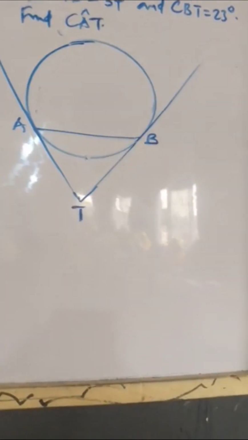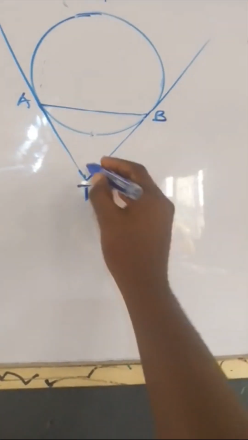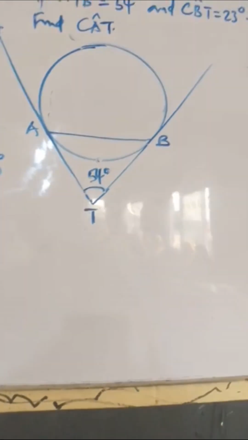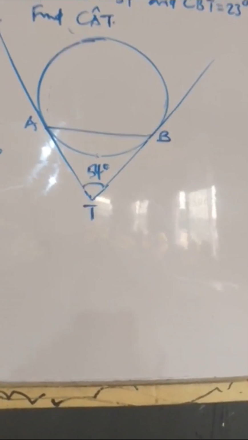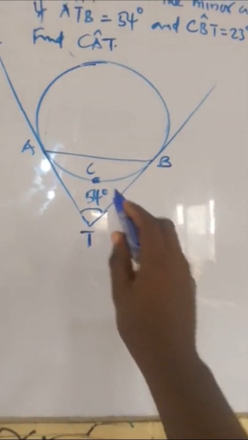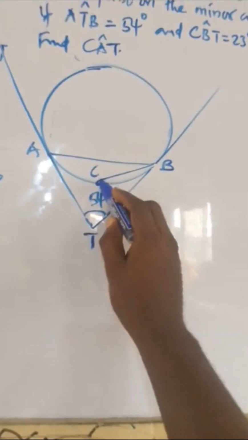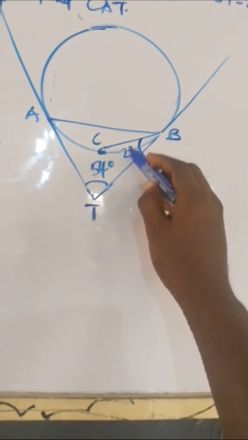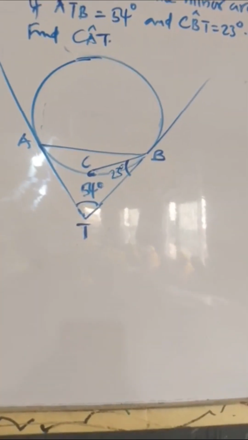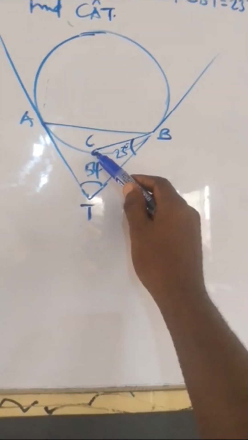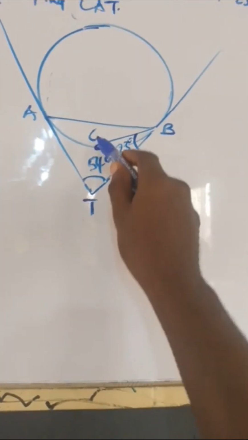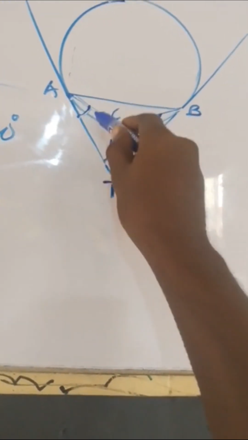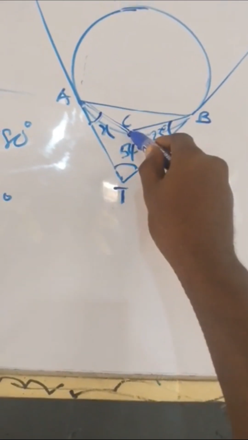And angle ATB is 54. This angle here is what? 54 degrees. And CBT is 23. To show the angle CBT, we have to join this to this. So CBT, this angle here, is given to be 23 degrees. So the question is, find CAT. So meaning you have to join this to this. CAT. This is the angle you are looking for. Let's call it X. CAT.